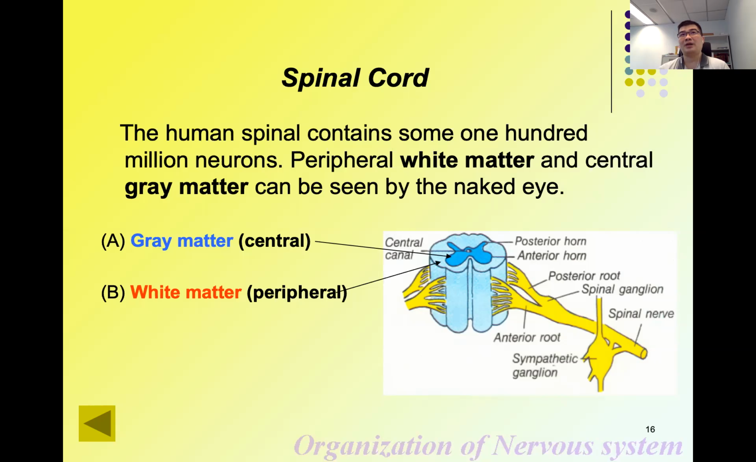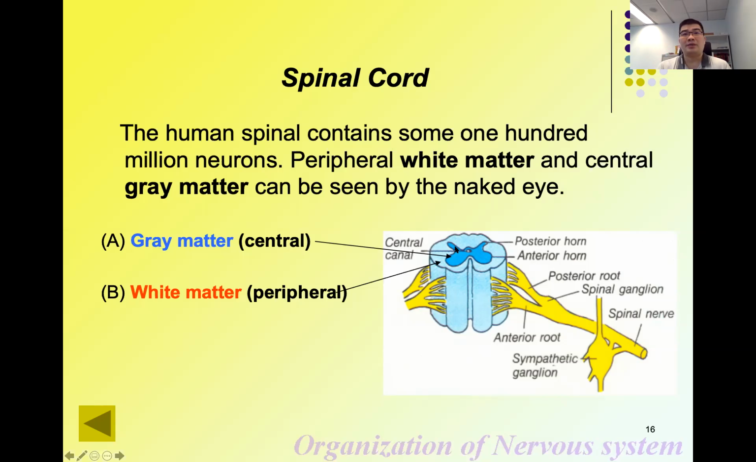So if you cut it open, you'll see some of the gray color. That's where the cell body is. The white color, that's the fat actually. That's the reason why the brain or the spinal cord is actually quite heavy in calories, because it's really high in fat tissue.